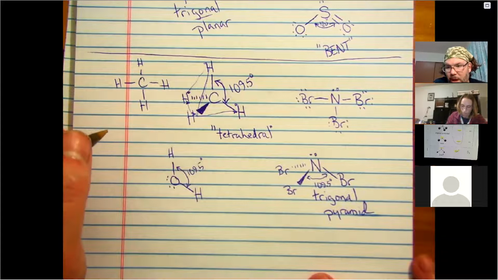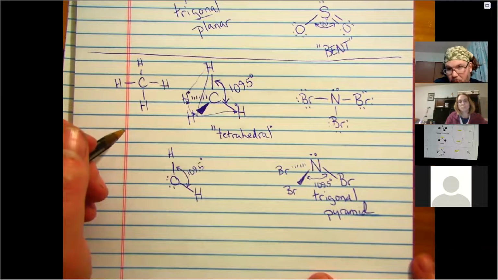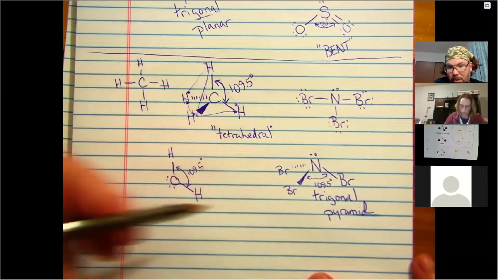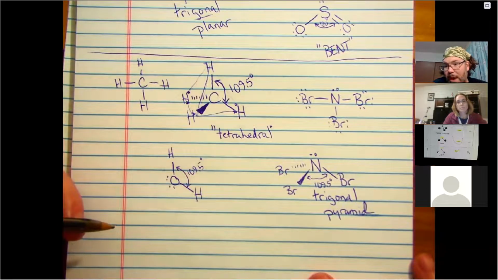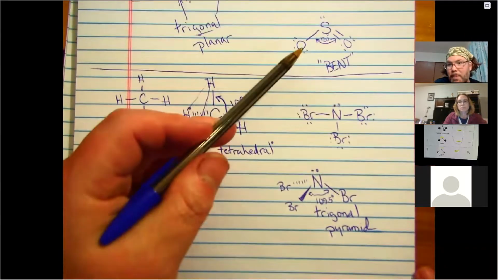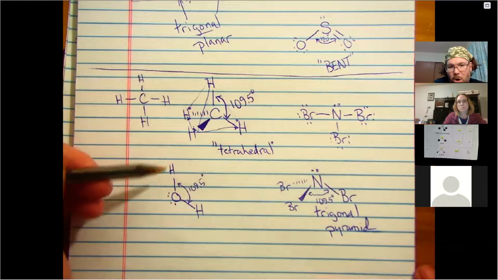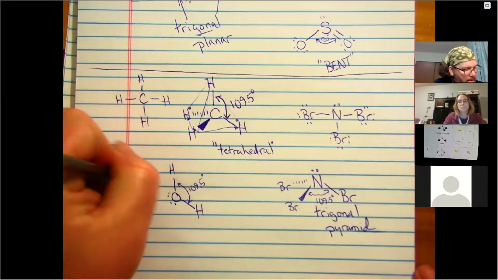So what do we call this shape? We can't call it tetrahedral because it's not a 4-sided figure where all the sides are identical anymore. We can't call it trigonal pyramid because there's no pyramid any place anymore. All we have is 3 atoms left now. So the way we name this is the same way we name something with 3 atoms up here. These 3 atoms are not in a straight line. So we call this shape bent.